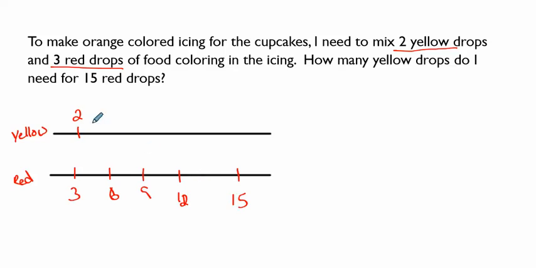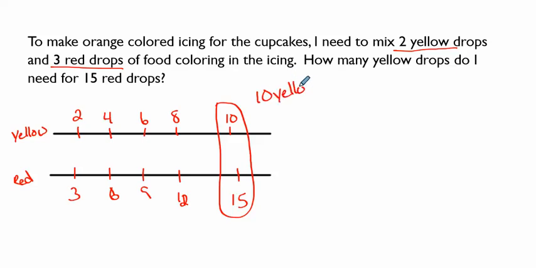If I wanted to up here, I could just start counting by 2. So there's 2, then there's 4, 6, 8, and 10. So right away you see, there is my equivalent ratios there. So I would need 10 yellow drops for every 15 red. So 10 yellow, that's how many I would need. So that answers the question.